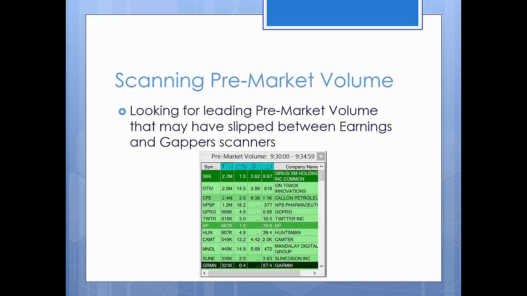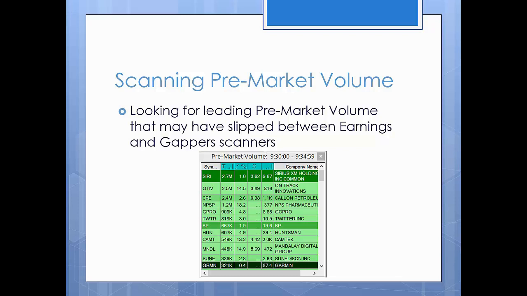Now the other thing I scan for is simply pre-market volume. Sometimes there will be a stock that is gapping up 3.5%, but it's on 3 million shares, and so it would slip through my gapper scanner, but I still want to be aware of it. So I scan also just for leading pre-market volume, and I sort it by highest volume. So I look at the stocks with tons of volume, and anything with light volume I'm not interested in.